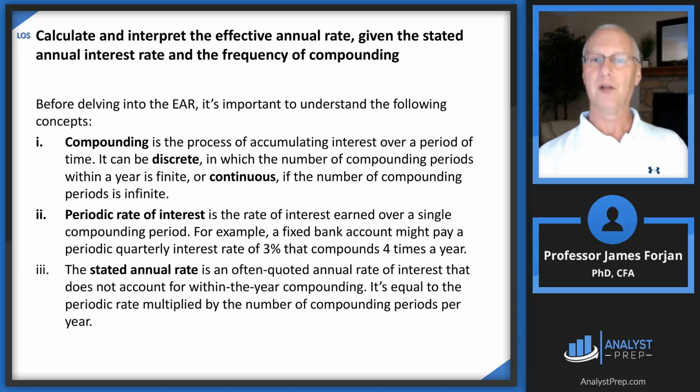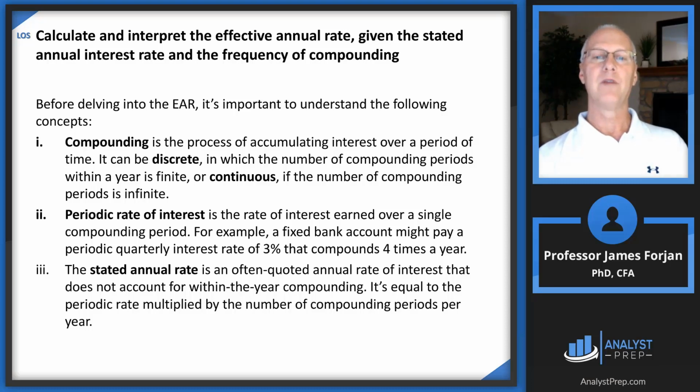Compounding is the process of earning interest over a period of time. So we take a current value and we add interest over time, and sooner or later we're going to add interest on top of the principal, on top of the interest, on top of the principal, until it becomes a larger future value. Now, if the number of compounding periods within a year is finite, that's called discrete compounding. But if the number of compounding periods is infinite, then that's called continuous compounding.